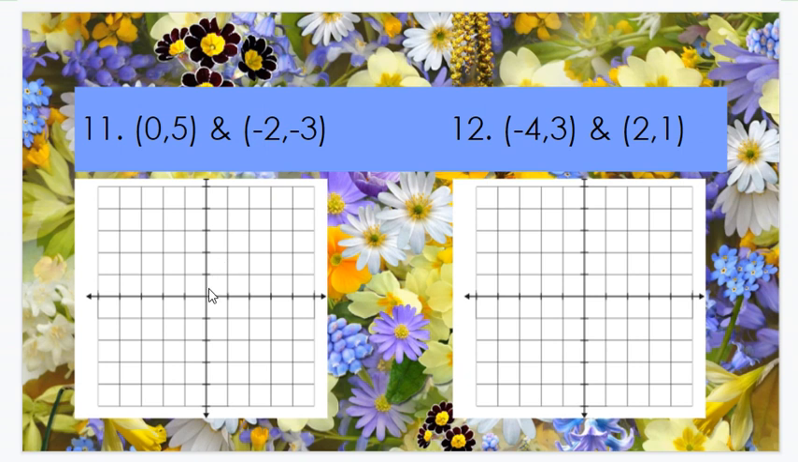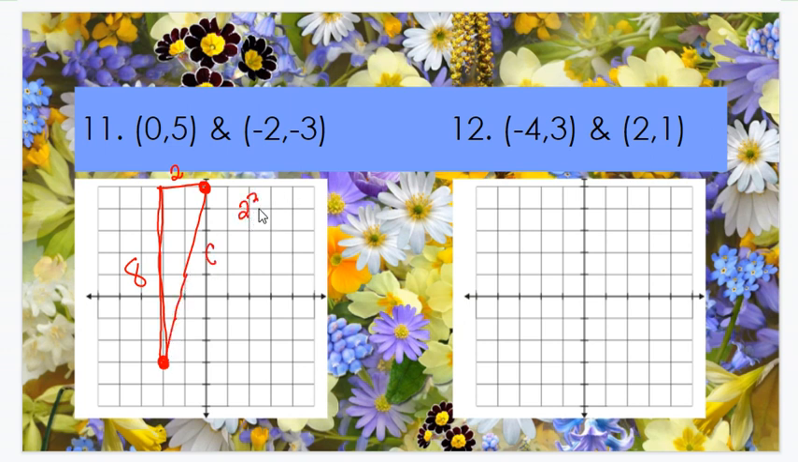All right, 0, 5 means go left or right 0, up 5. And negative 2, 3 means left 2, down 3. And then we're going to make our right triangle. So this leg is 2. This leg is 1, 2, 3, 4, 5, 6, 7, 8. And we're finding our hypotenuse, which is C.